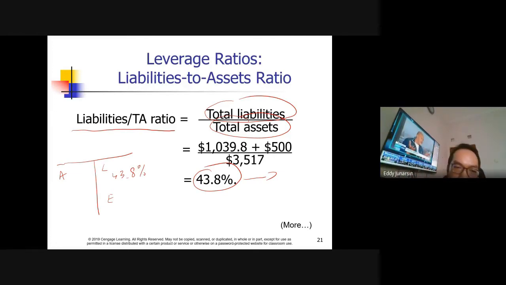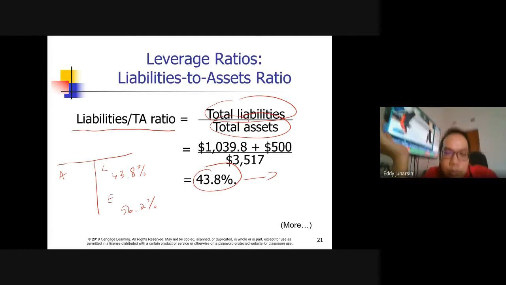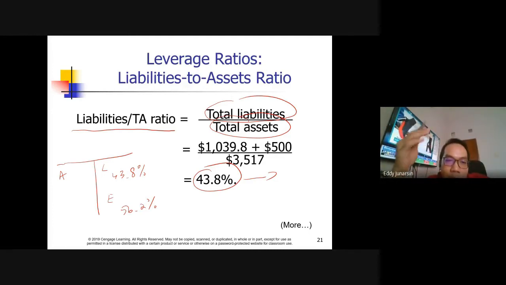The equity ratio would be 56.2%. Of course, right? Because your liabilities ratio is 43.8%. So we are saying that your assets are financed with liabilities by 43.8%. So for every dollar of your assets is financed using liabilities of 43 cents. Right? So every dollar of your assets is financed with 43.8 cents liabilities and 56 cents of equity, of course.